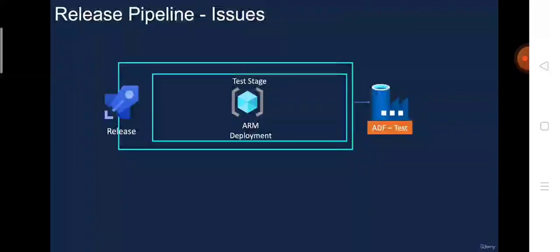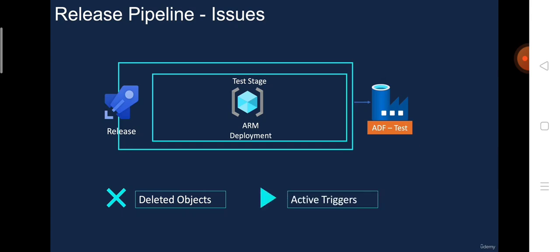The pipeline doesn't handle deletes to the data factory objects. For example, if you deleted a pipeline from the dev data factory, that won't be applied as part of the deployment to the test or production data factories. Secondly, we cannot update an active trigger as part of the deployment. An update to an active trigger will result in failure during deployment. These are the two issues, and we need to fix them.